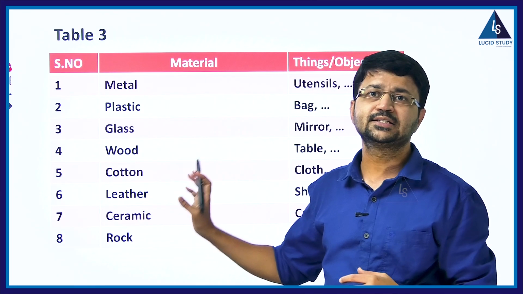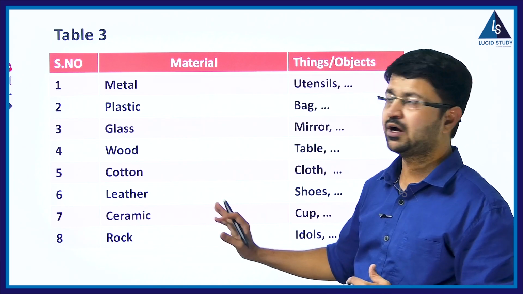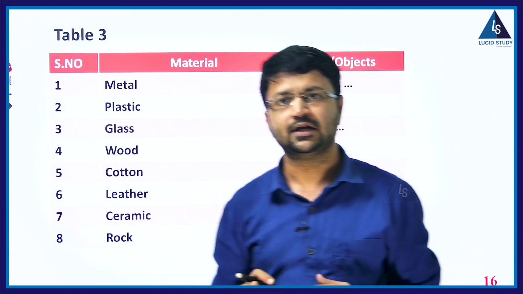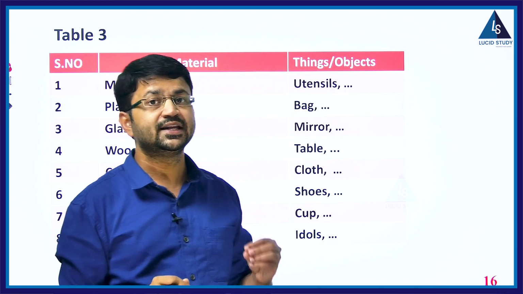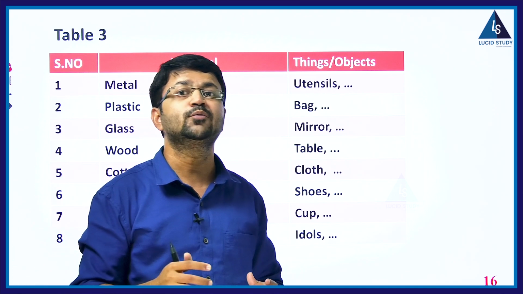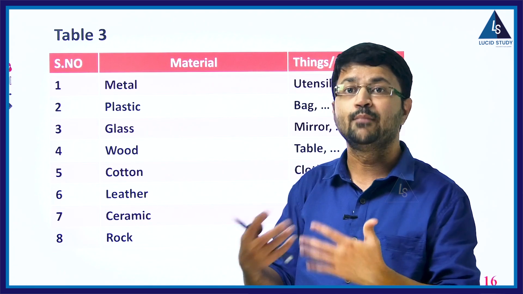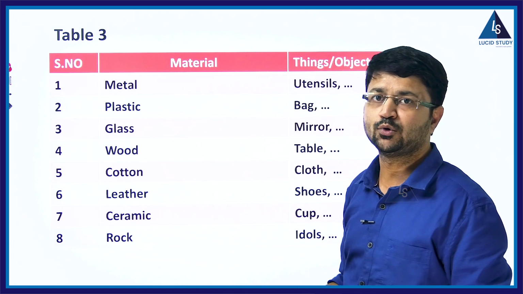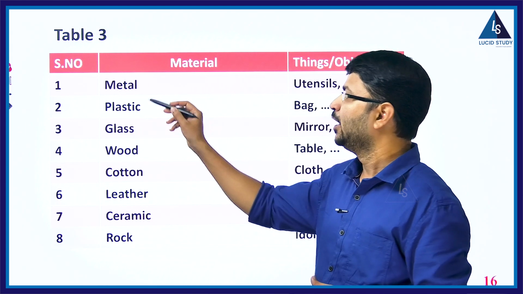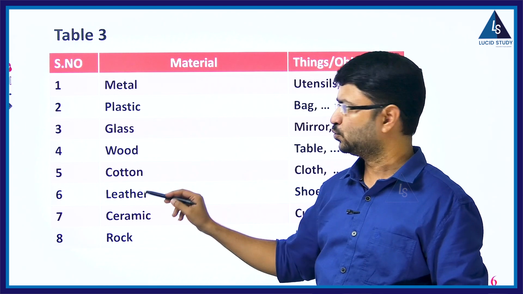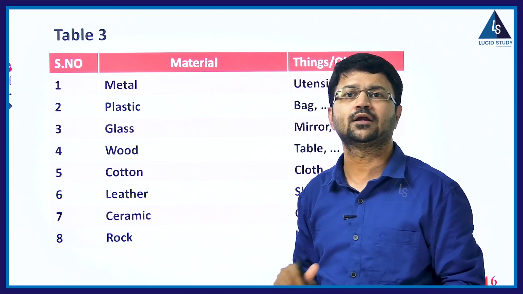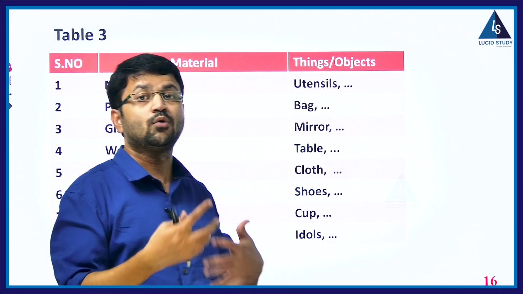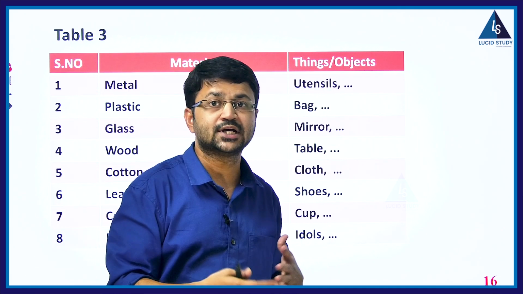Now see here in this tabular form. In this tabular form, materials are given, and here things or objects are given. Now we have to write various kinds of objects that can be made by using different kinds of materials. First let us discuss the materials they have given: metal, plastic, glass, wood, cotton, leather, ceramic and rock. These are the materials.